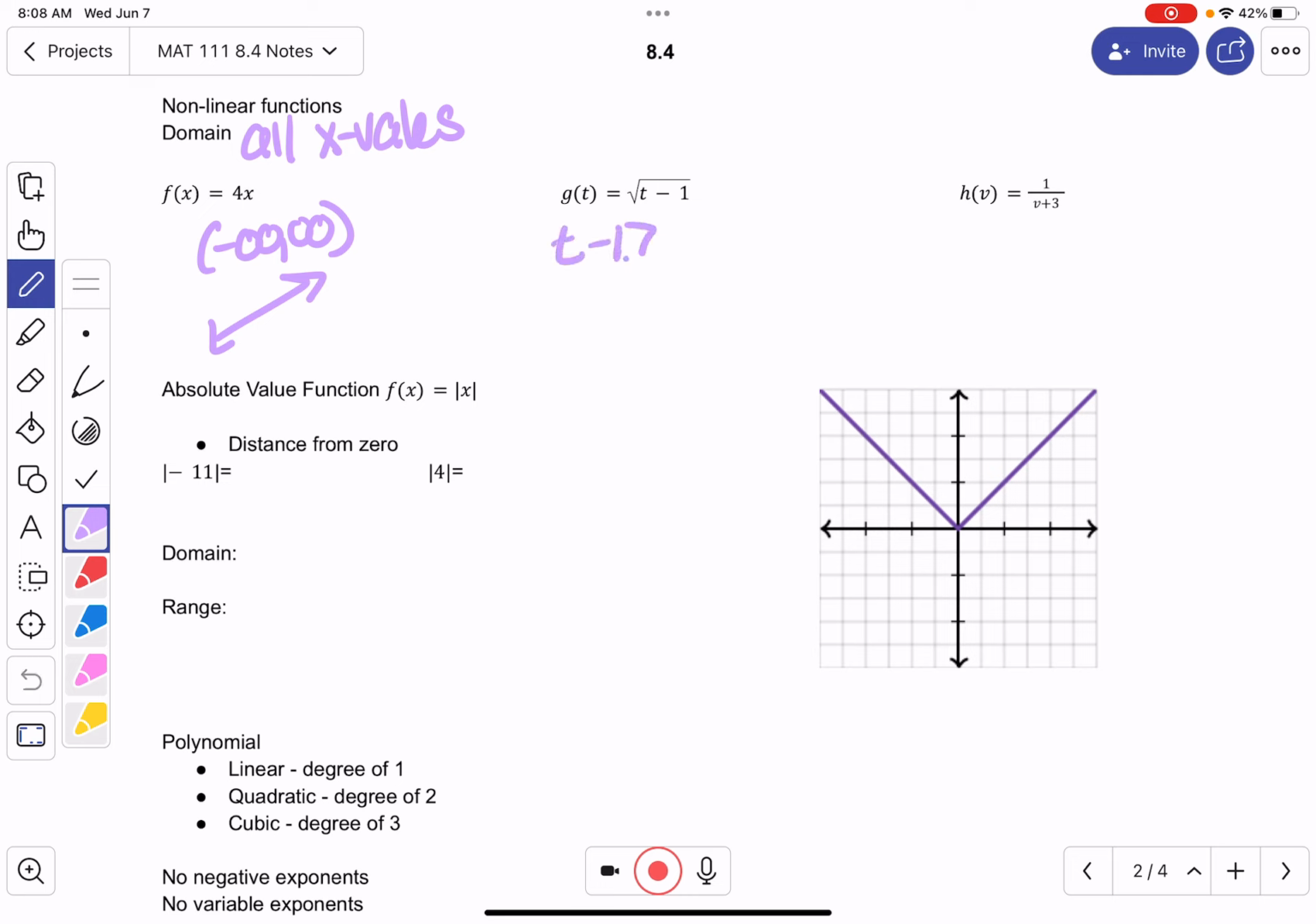A square root can never have a negative number under the radical. So we would say t minus 1, which is what's in the radical, has to be greater than or equal to 0. Add 1 to both sides, and we get t is greater than or equal to 1. To write that in interval notation, we would say it starts at 1 and goes up to infinity.